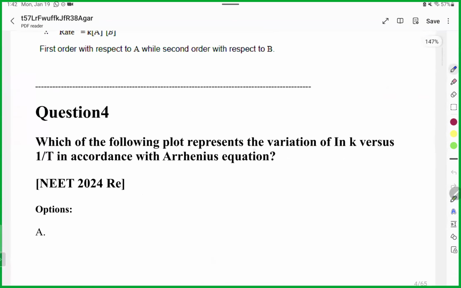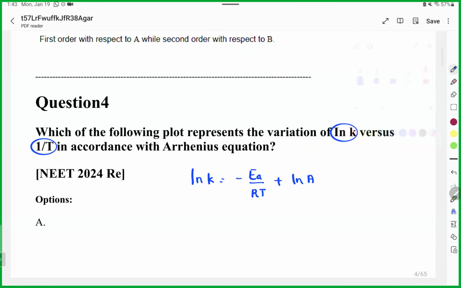So plot the natural log K versus 1 by T. We did this using the Arrhenius equation. Natural log K is equal to minus EA by RT plus natural log A. So natural log K is equal to minus EA by R times 1 by T plus natural log A.